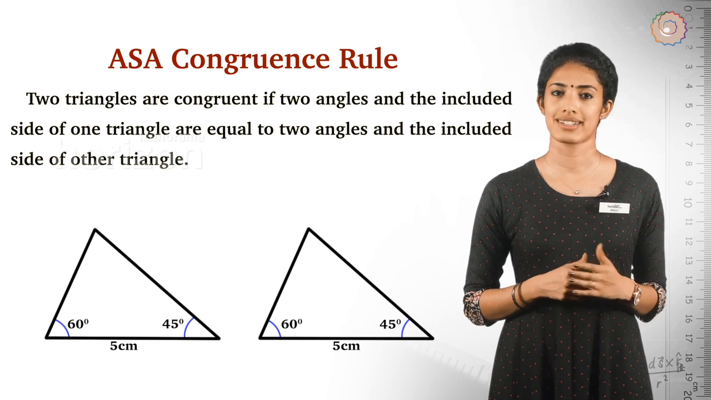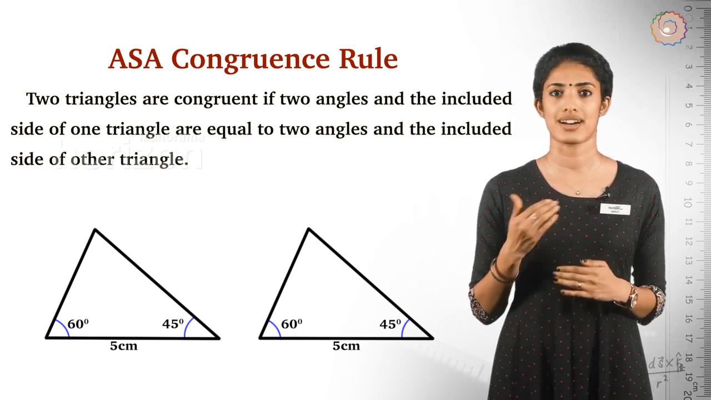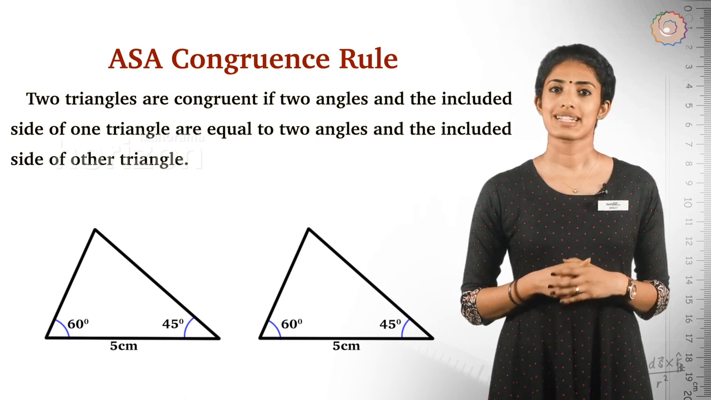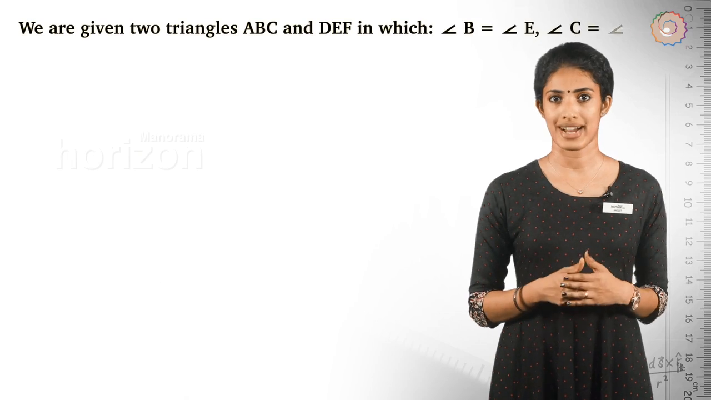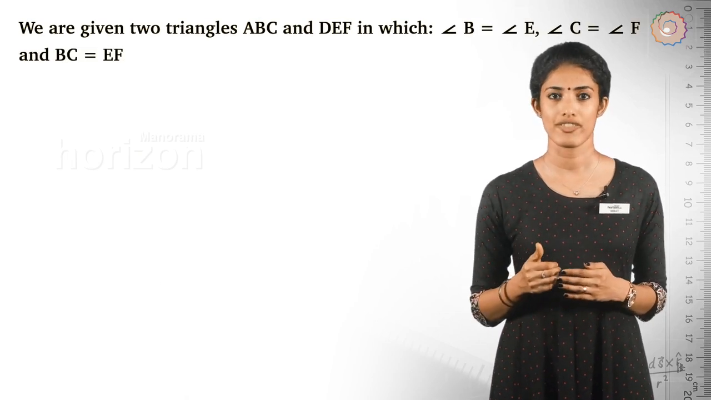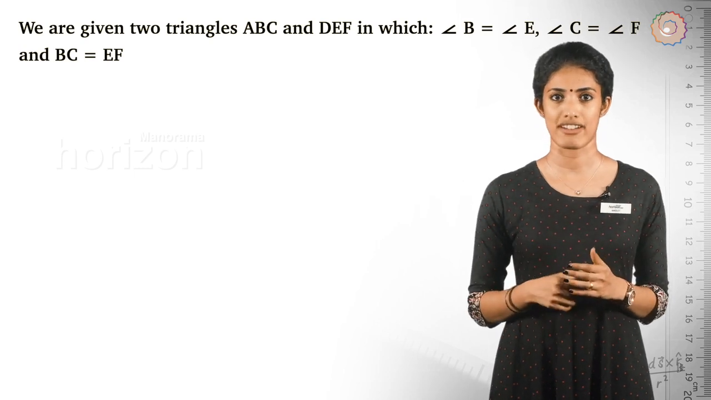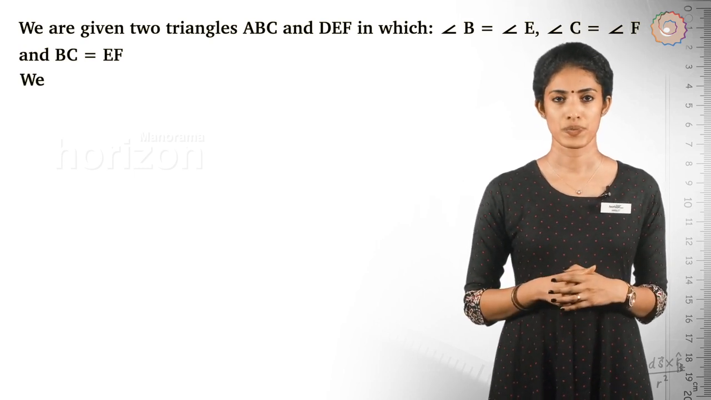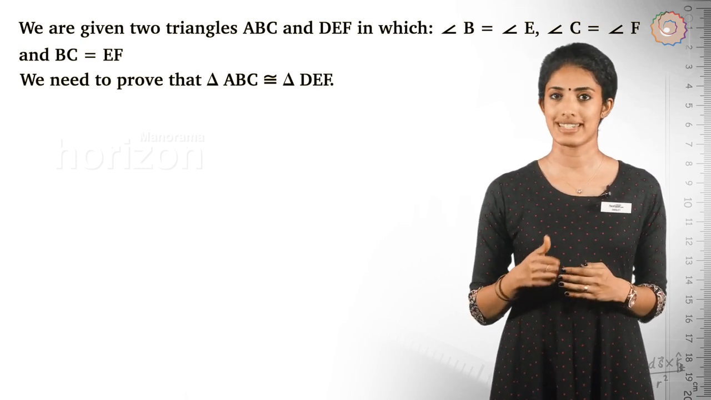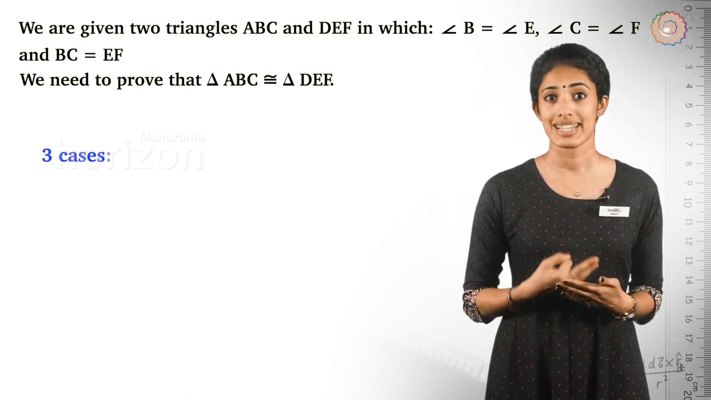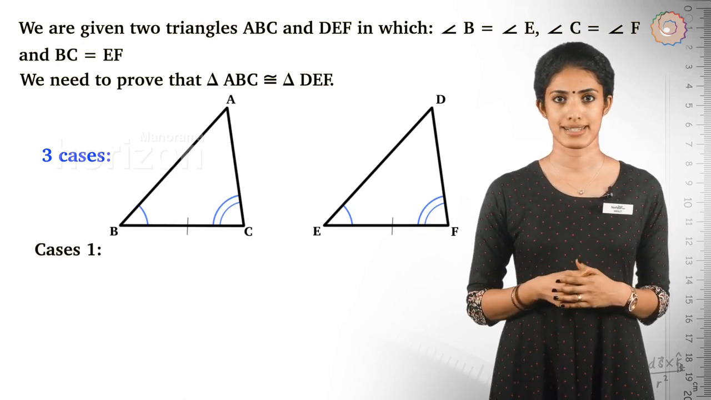So, look at the two triangles here, where you can see two angles and one side are equal to those of the other triangle. Now, let us see how to prove the congruence criterion. We are given two triangles, ABC and DEF, in which angle B is equal to angle E, angle C is equal to angle F, and BC is equal to EF. We need to prove that triangle ABC is congruent to triangle DEF. There exist three cases to prove the same. Now, let us take a look at the first case.